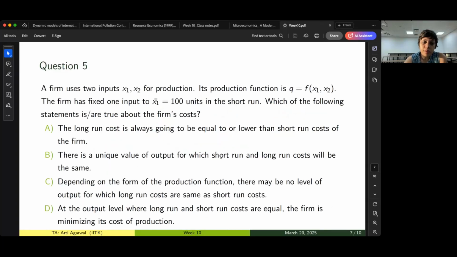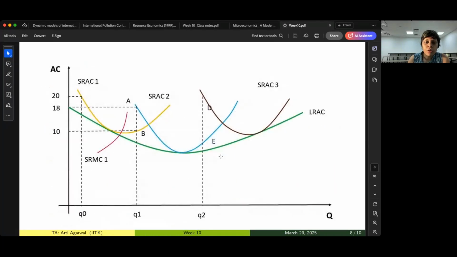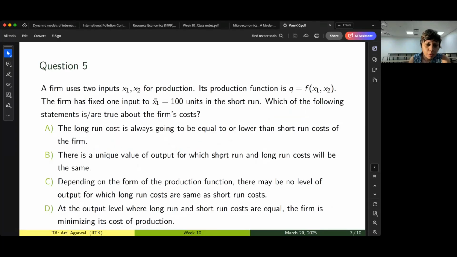Then second option is there is a unique value of output for which short run and long run costs will be the same. And that is true because you see short run average cost curves are tangent to the long run average costs at some point, at any one point basically. Tangent means they're not intersecting. The tangent means there is only one point at which they're going to be touching the long run average cost. And the third option is depending on the form of the production function, there may be no level of output for which long run costs are the same as short run costs.